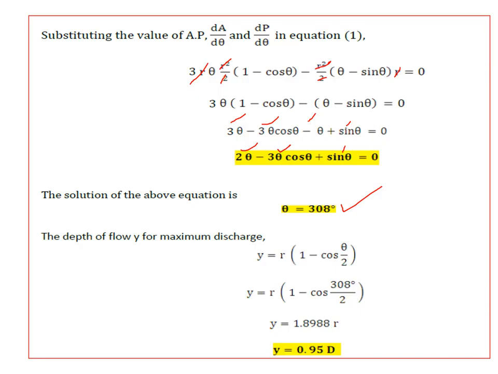So that is what you have to remember for maximum discharge condition. If you are using Chezy's equation, it is 308 degrees. So put the value of 308 in the depth equation, so that you will get y is equal to 0.95 times d.